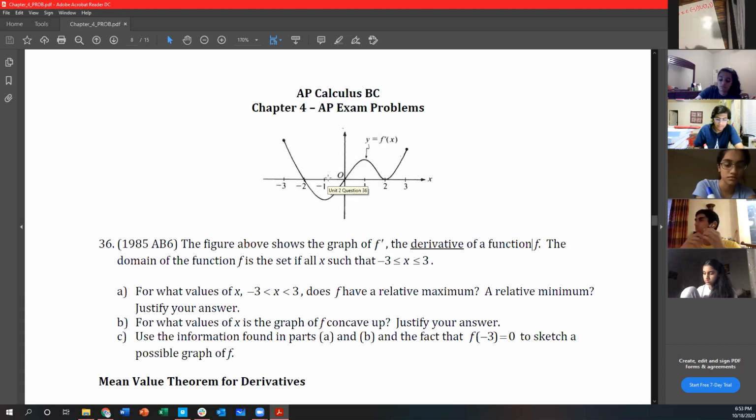Okay. Now how would you justify your answer? You would say that f is concave up in these intervals because the derivative of f prime, which is the second derivative of f, is positive. I think that's the easiest way to explain it. Okay, to justify it.